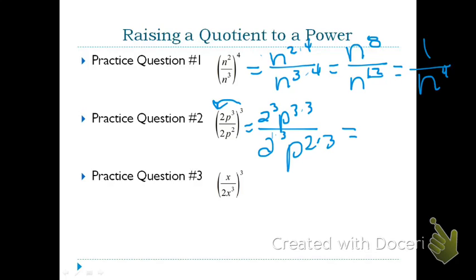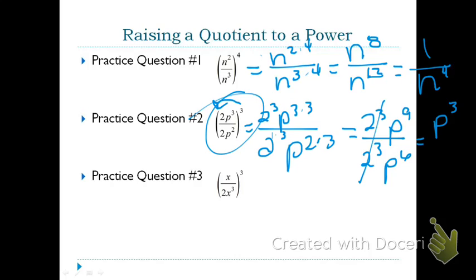So we simplify that further. We have 2 to the third, p to the 9th over 2 to the third, p to the 6th. Look, 2 to the third and 2 to the third are the same thing, so they cancel out. And you're left with p to the ninth over p to the sixth. When you divide, you subtract their exponents, and the bigger number's on top, so we're going to leave our p on top. 9 minus 6 is 3. So all of that hot mess just turned into p to the third.